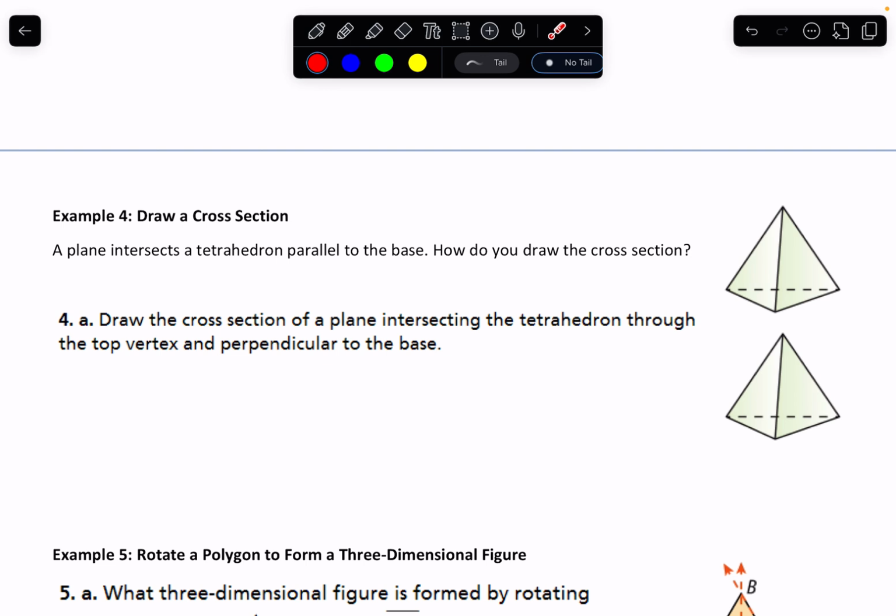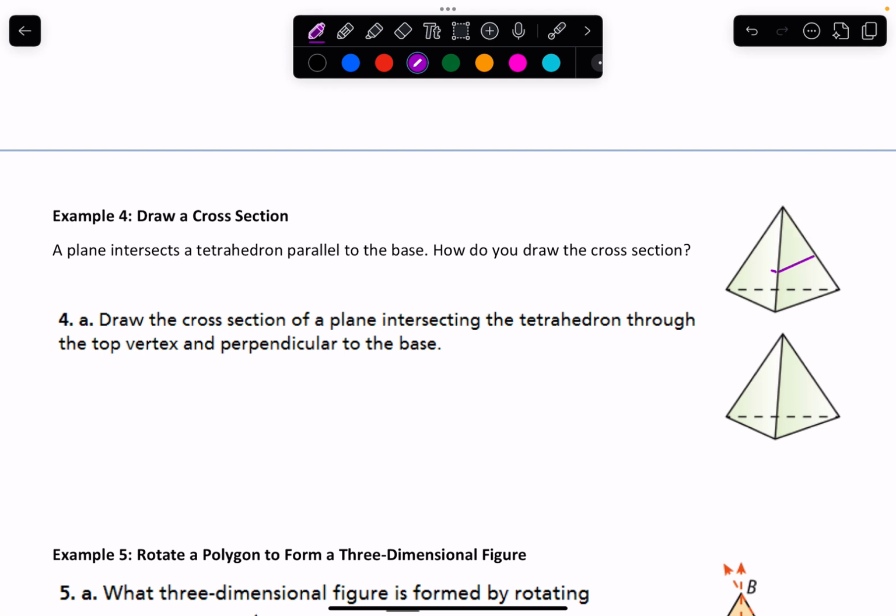Here we want to intersect a plane parallel to the base and draw the cross-section that we would get, right? If we slice through this parallel to the base, we get a triangle cross-section. And since my cut was parallel to the base, I'm going to draw some lines that are literally parallel to the lines of the base of the drawing, right?